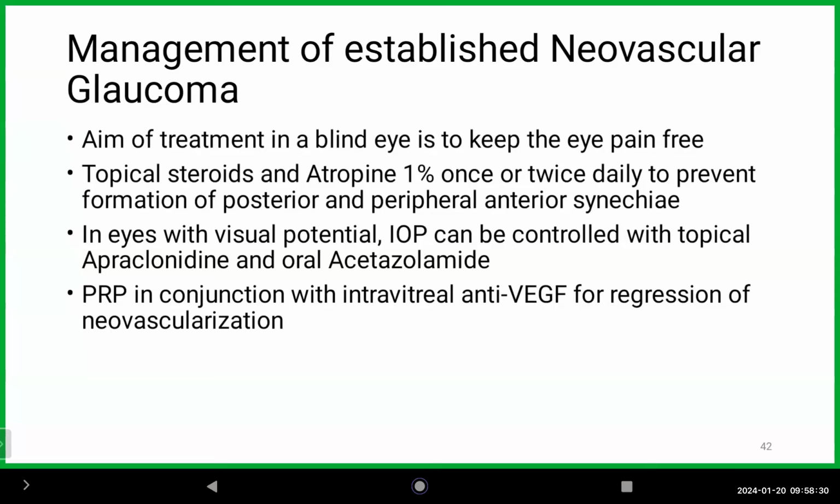So in eyes with visual potential, if you see that there's a probability that the patient can still see, let's say with visual acuity of light perception or better than that, you want to control intraocular pressure. And the best medication to control intraocular pressure in this case is apraclonidine and oral acetazolamide. Then pan-retinal photocoagulation in conjunction with intravitreal anti-VEGF will also help to regress the neovascularization.